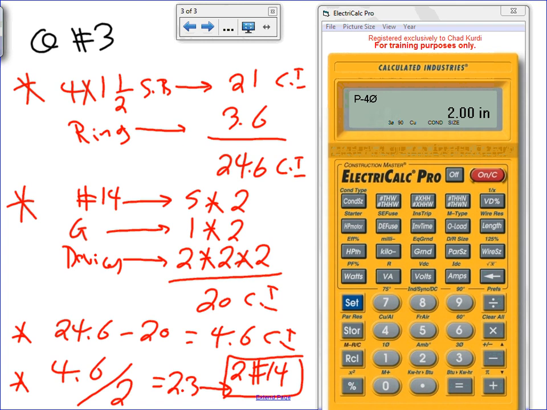Everybody's following me on why I divide by 2? Because the cubic inches is 2 for number 14. Had I asked you about number 10, it would be 2.5, so you divide by 2.5. This is for 3A. If you did 3B, it's identical, except I'm asking, what did they change? They changed a few other things. We end up with 4. 3 conductors, double receptacle, 3.